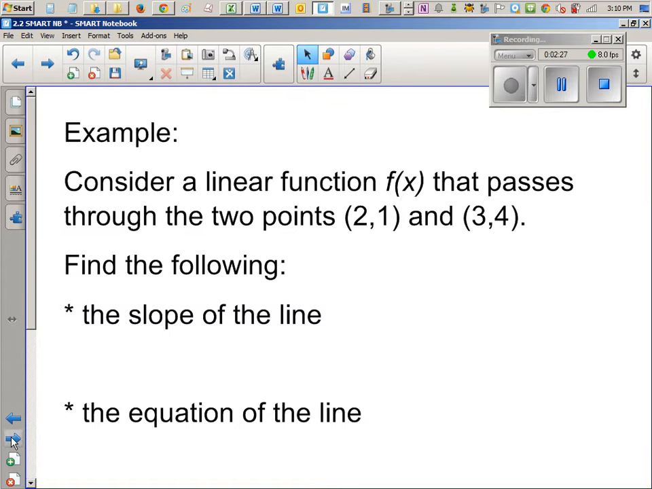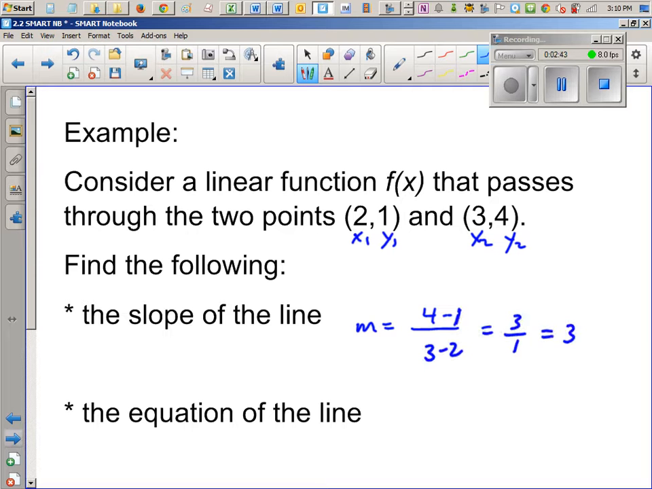Consider a linear function f of x that passes through the 2 points (2, 1) and (3, 4). Find the slope of the line. So that's going to be a pretty easy problem because we have a formula for that. If we treat this as x1 and y1 and this is x2 and y2, we can simply do 4 minus 1 over 3 minus 2. So this is giving us 3 over 1, or just plain 3.